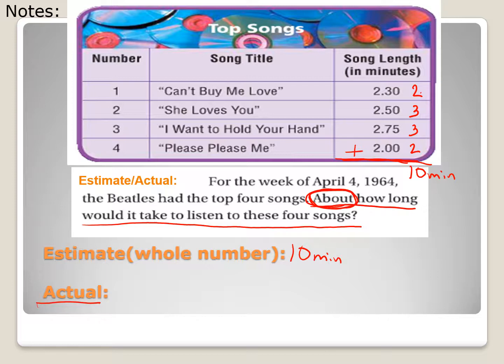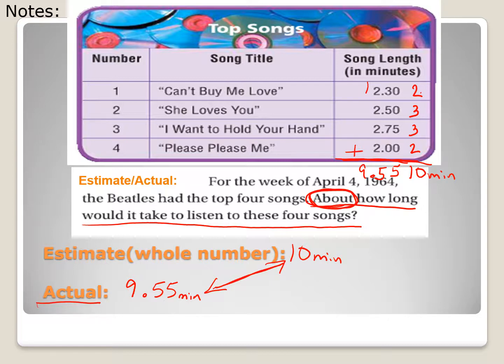So 10 minutes is my estimated. So 0 plus 0 plus 5 plus 0 gives me 5. 3 plus 5 is 8. 8 plus 7 gives me 15. Drop my decimal, carry the 1. 2, 4, 6, 8 plus 1 is 9. So my actual is 9 and 55/100 minutes. And I know that 9 and 55/100 minutes is closer to 10 than it is to 9. So my estimate and my actual are close.